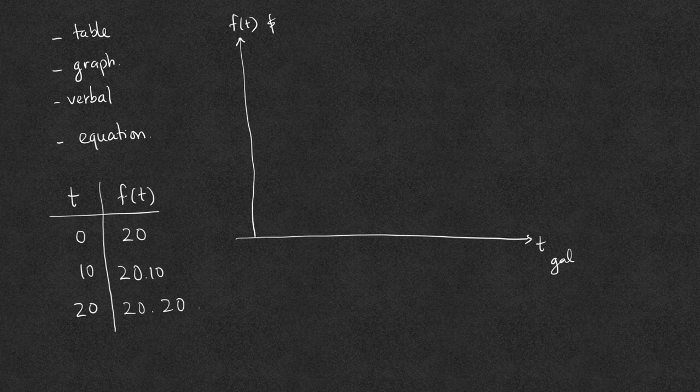If we use 0 gallons, then it would cost us $20. Remember that this is the fixed cost. If we use 10 gallons of water, then it would cost us an extra 10 cents. If we use 20 gallons, another 10 cents, or 20 cents after $20. And so we end up with a set of points, and if we were to connect these points, then we have what we call the graph of the function, and we label this F of T.